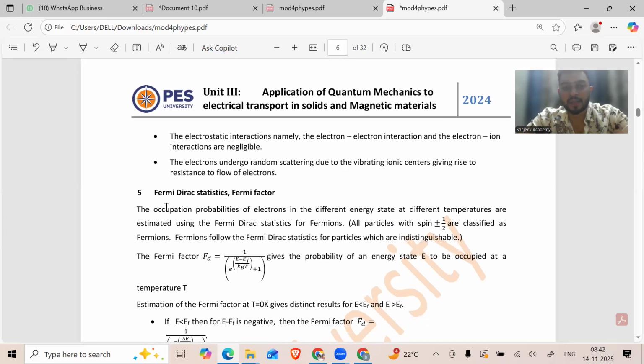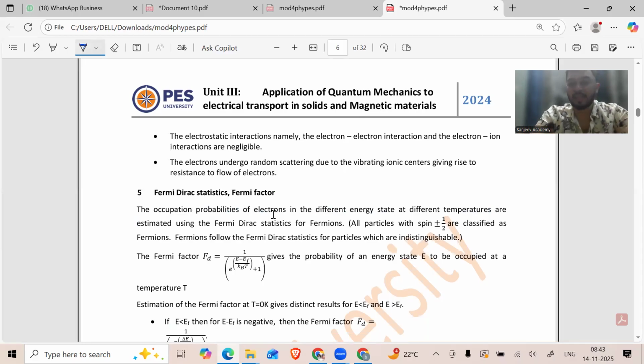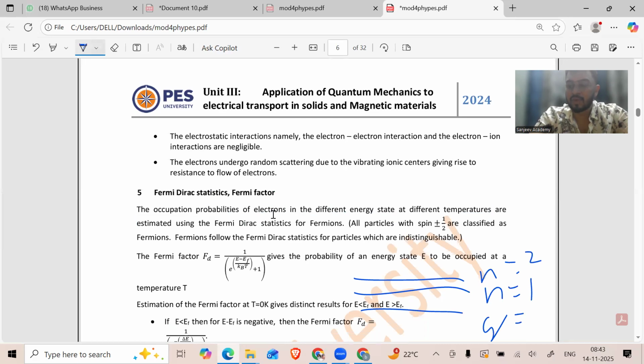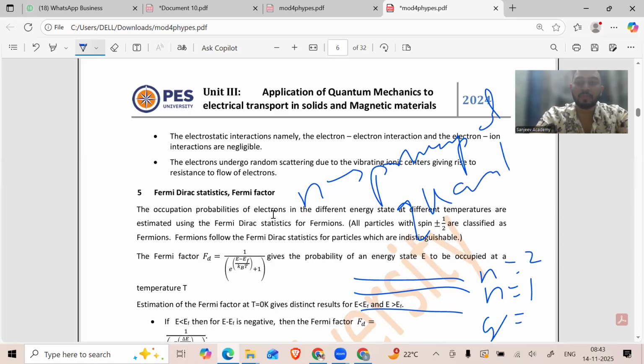Then we have the Fermi-Dirac statistics and Fermi factor. It's not that important, but still I'll tell you. It's all regarding probability here: the occupation probabilities of electrons in the different energy states. Energy state meaning, let's take energy levels: ground state, then n equal to 1, n equal to 2. What is n? Principal quantum number, because all of those things won't be there in the book. And what is this principal quantum number? The energy level of the electron.